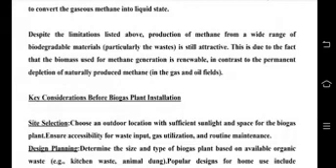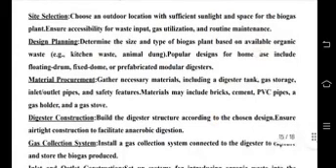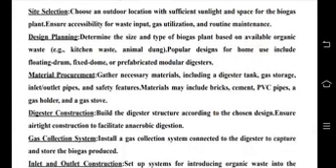biogas plants. Now let's learn some key considerations before biogas plant installation. This is some sort of practical application if we are going to install a biogas plant. So we need to take care of these things. Site selection. Choose an outdoor location with sufficient sunlight and space for the biogas plant. Ensure accessibility for waste input, gas utilization, and routine maintenance. So, site selection is very important.